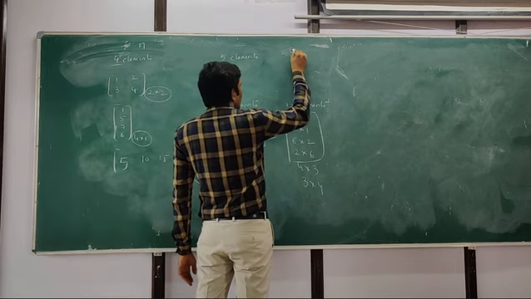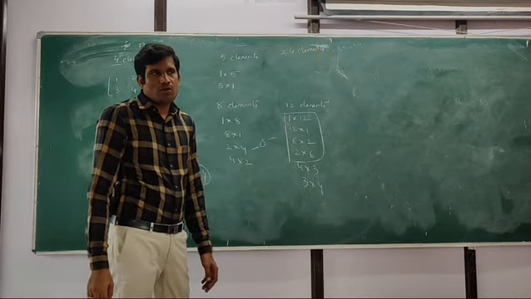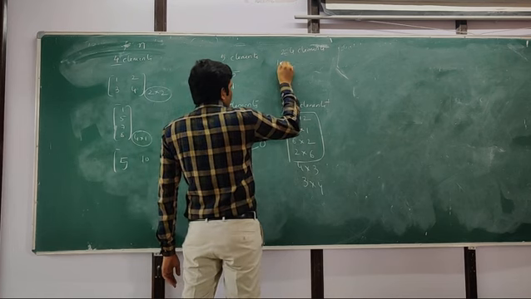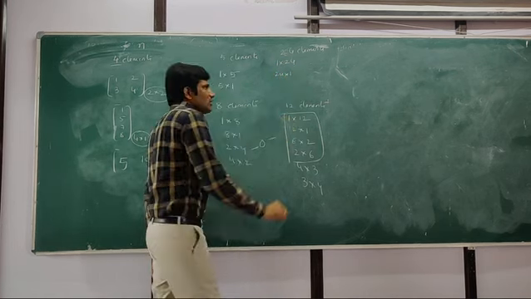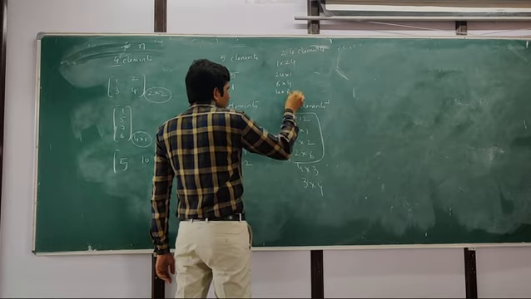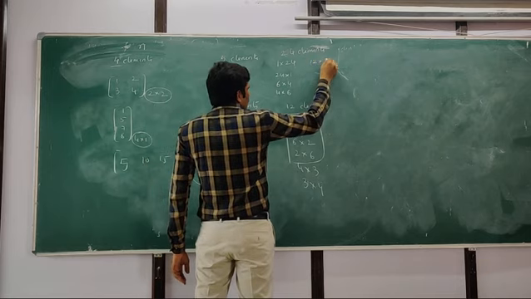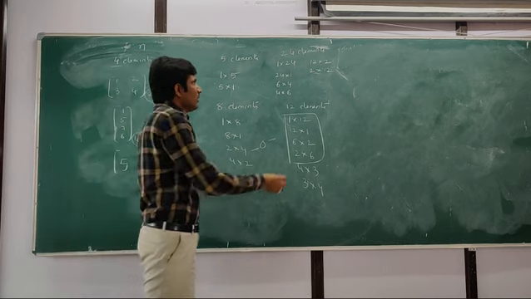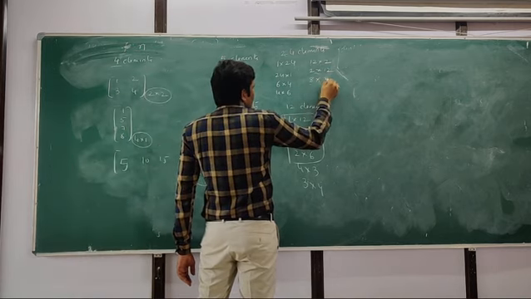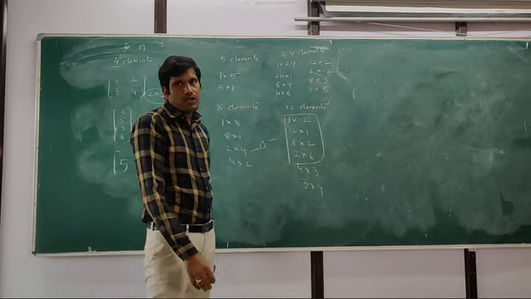Suppose a matrix is having 24 elements. What are the possible orders it can have? First, we write 1 cross 24, 24 cross 1. Then we have 6 cross 4, 4 cross 6, because 6 4s are 24. Then 12 cross 2, 2 cross 12, because 12 2s are 24. Then we have 8 cross 3, 3 cross 8. So these are the possible orders when a matrix is having 24 elements.